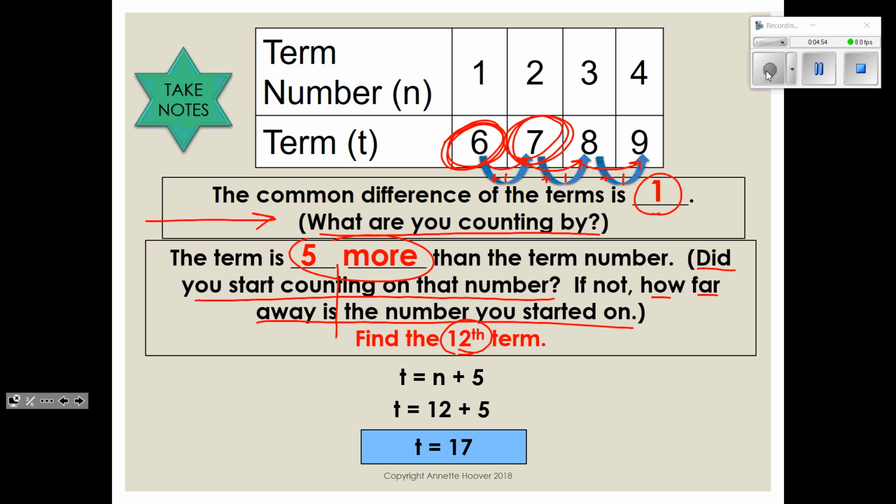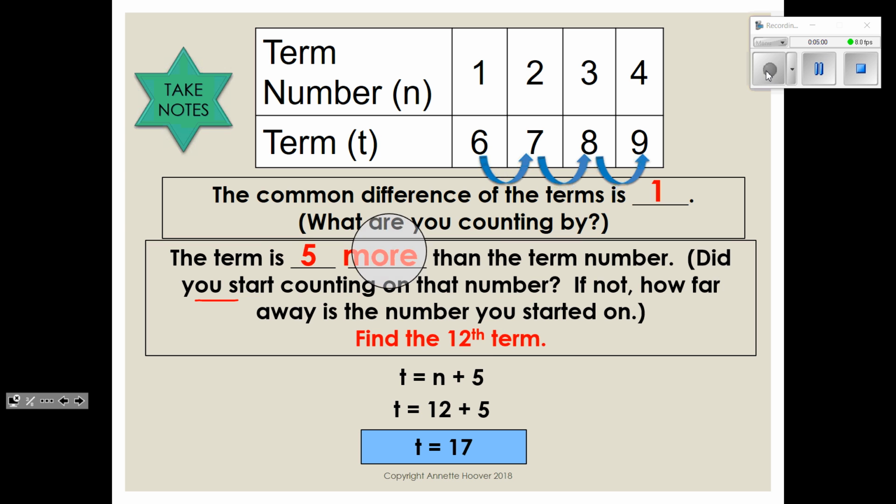So that's a little confusing at first if you haven't done this, but basically you're going to be asking yourself these 2 questions. First question is what am I counting by? When you figure out what you're counting by, you are going to put that number right in front of the n. Then you're going to ask yourself, did I start counting on that number? If not, how far away was it? That's what you're going to put at the end of the equation.